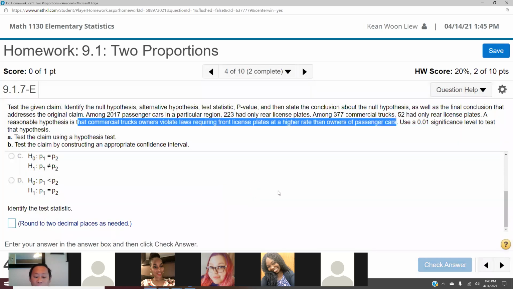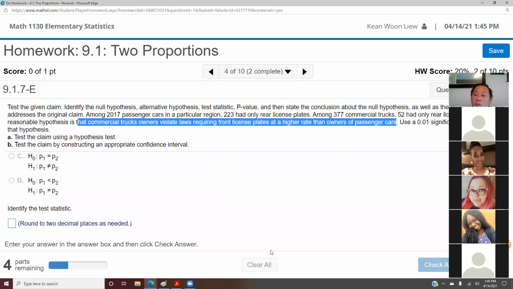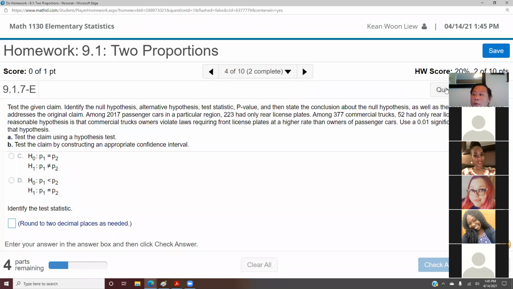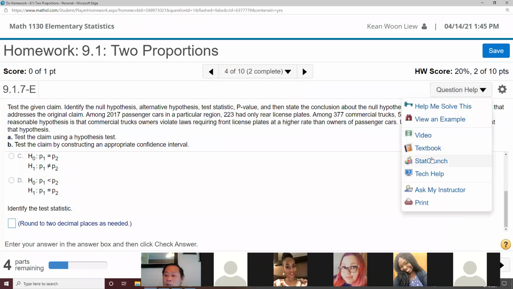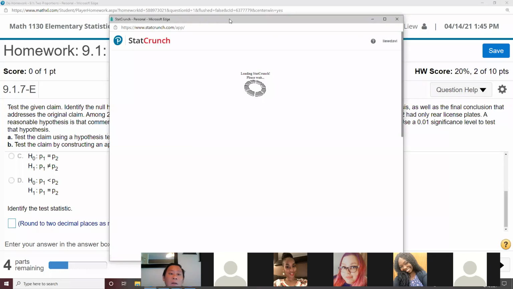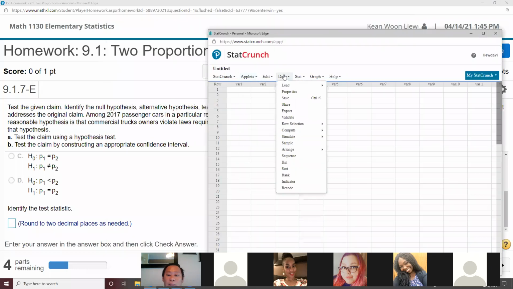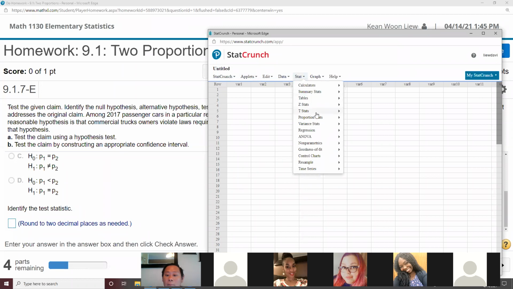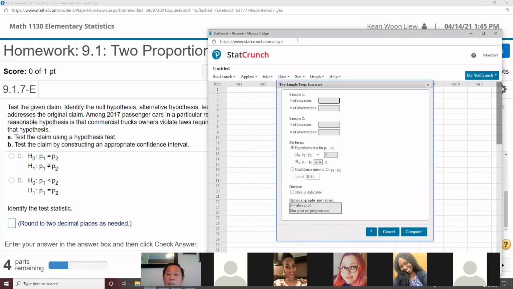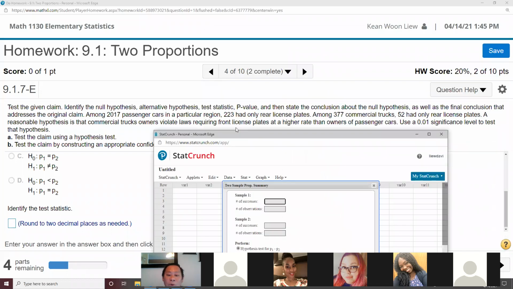Okay. Now we go to your StatCrunch to put in some data. Where's my StatCrunch? So StatCrunch is here. Let's do some. It's under Stat, Proportion Stats, Two Sample, With Summary. Don't forget, sample 1 is car. So how many cars have a real license plate? For cars, it is 223 out of 2017.